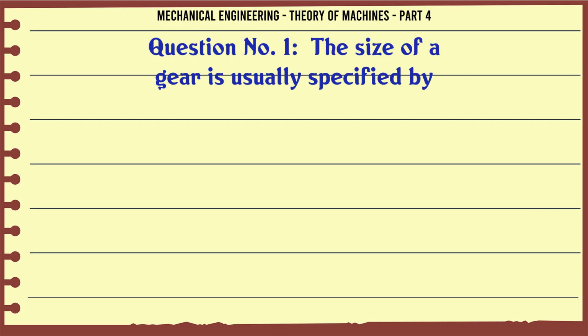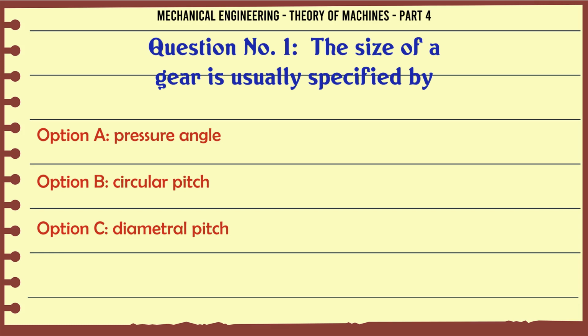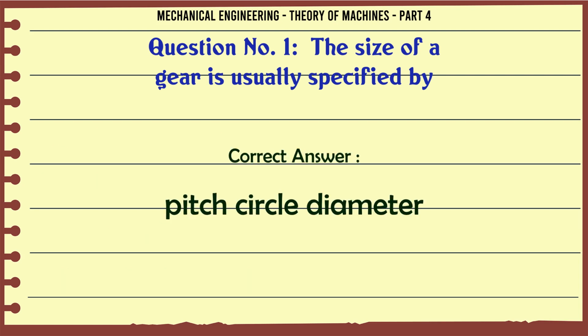The size of a gear is usually specified by A. Pressure angle, B. Circular pitch, C. Diametral pitch, D. Pitch circle diameter. The correct answer is pitch circle diameter.